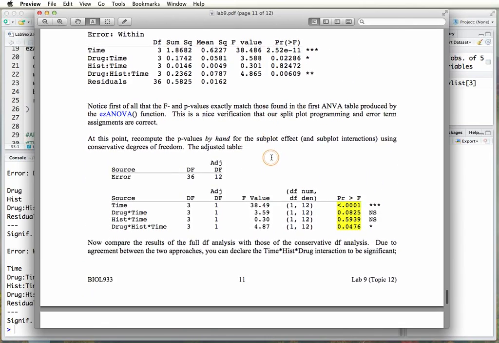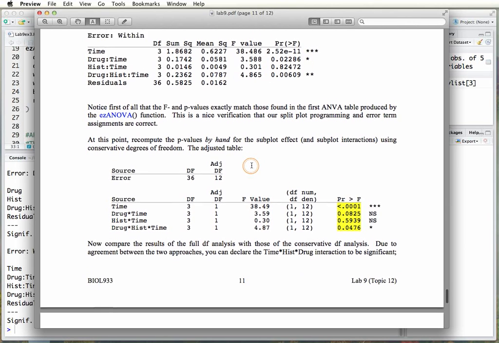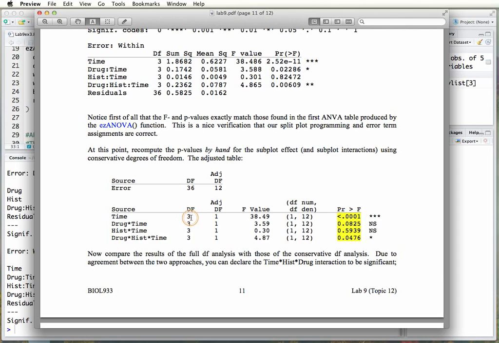And then down below, I have manually, by hand, gone through and said, well, I don't really have 3 degrees of freedom for time, I really only have 1 degree of freedom for time. In other words, I divided time by 3 to get 1, and anything that time is interacting with also gets divided by 3. So I adjust all my degrees of freedom. My F values all actually stay the same, but I recalculate p values here.